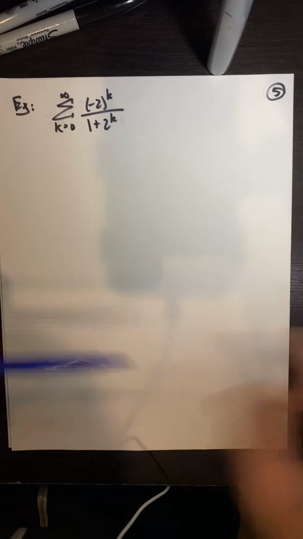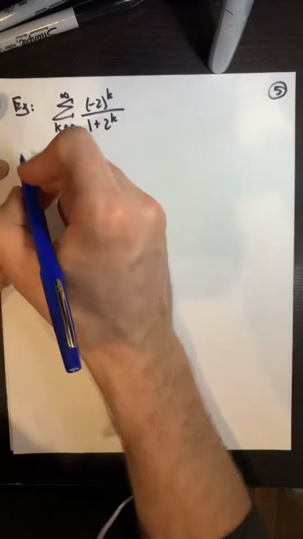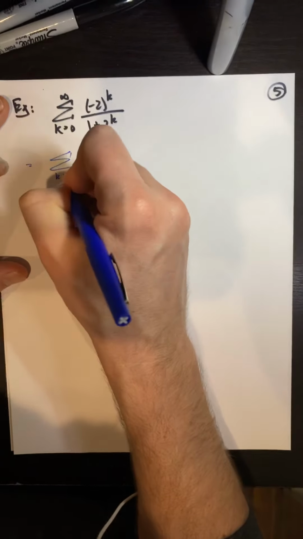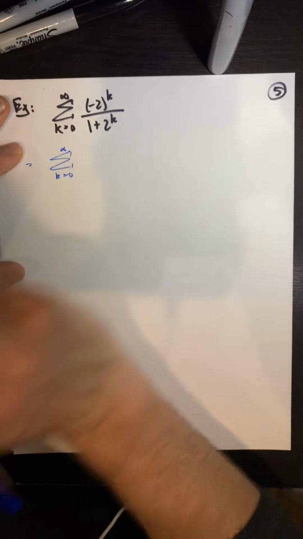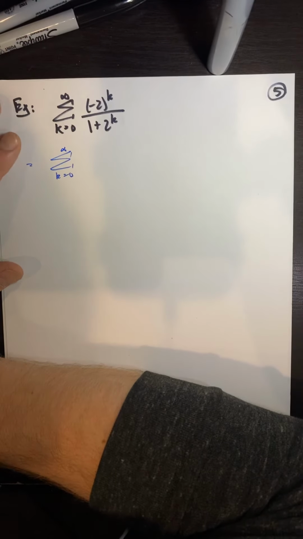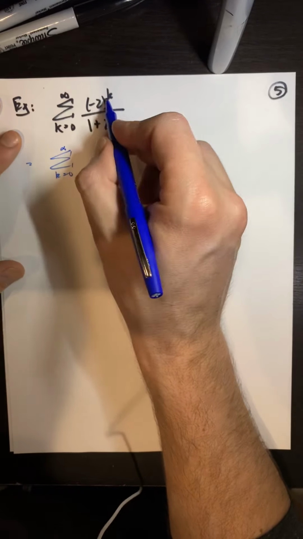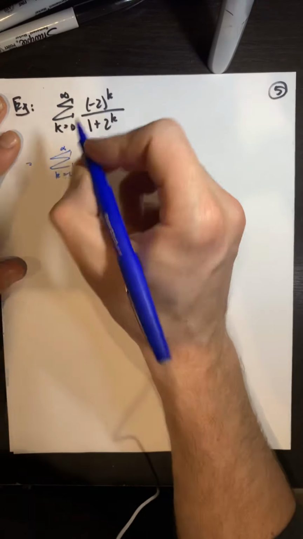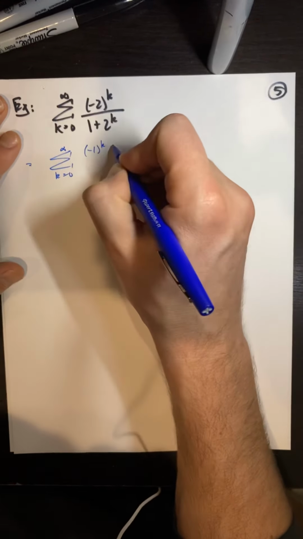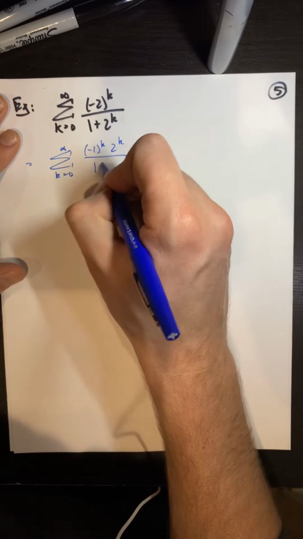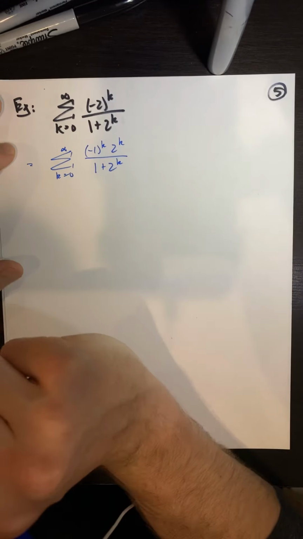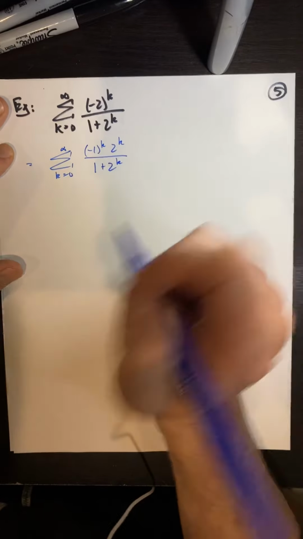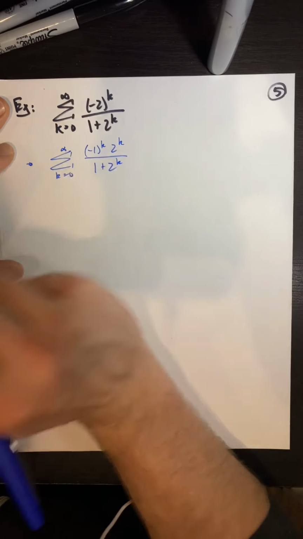Let's try another one. So how about this one? Here's another alternating series, because it has a negative thing with a k in the top. So if I want to pull out that negative 1 to the k, I can write this thing like this. All right, so that negative 1 to the k is there. It's just kind of harder to see in this case.